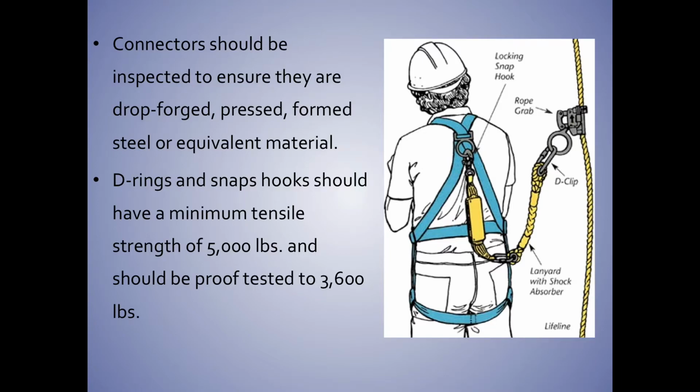Connectors should be inspected to ensure they are drop forged, pressed, formed steel, or equivalent material. D-rings and snap hooks should have a minimum tensile strength of 5,000 pounds and should be proof tested to 3,600 pounds.